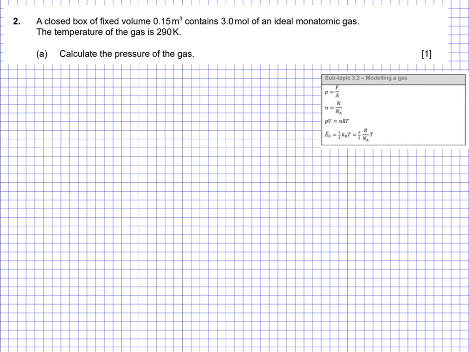So here we have a gas. We have a closed box with a fixed volume, so we know the volume, and it's containing a certain concentration of an ideal monatomic gas. This just means that we can model it as an ideal gas. We can take all those assumptions and use our PV = nRT formula to model that ideal gas. And then we're given the temperature to be 290 Kelvin. Our job here is just to calculate the pressure of the gas.